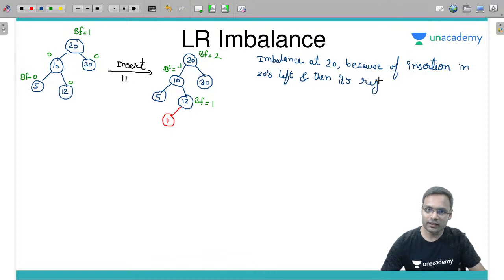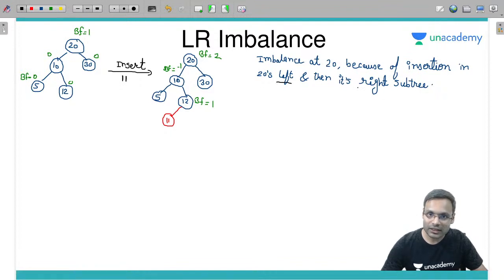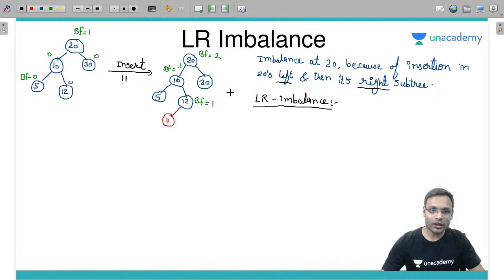So from here we have worked out the name of this imbalance. What is the name of the imbalance? The name of the imbalance is left and right, LR imbalance. If we have LR imbalance, then what is the solution? The solution is also known as LR rotation. What is the solution? LR rotation.